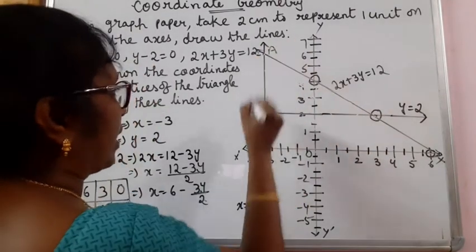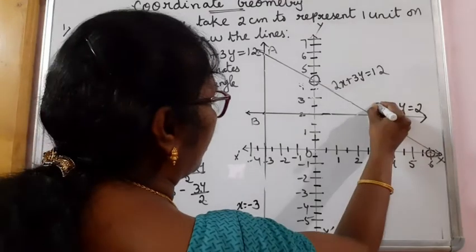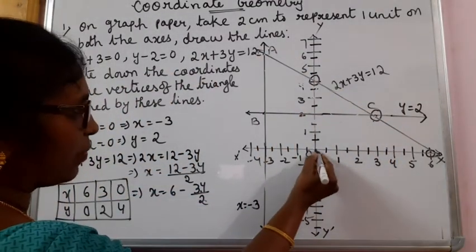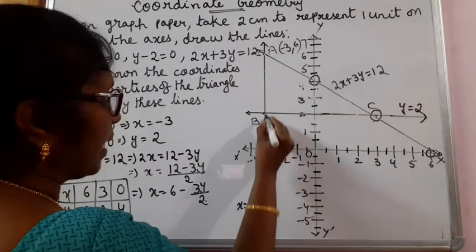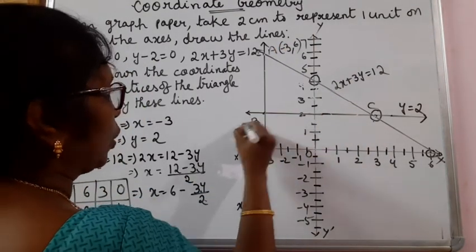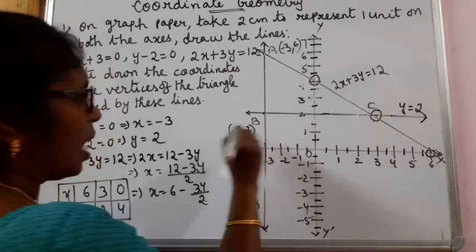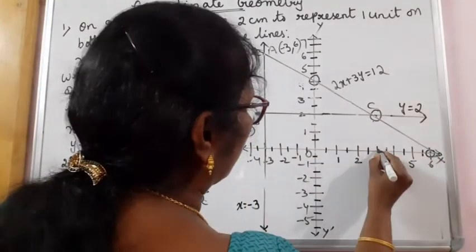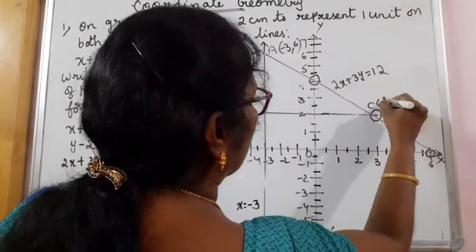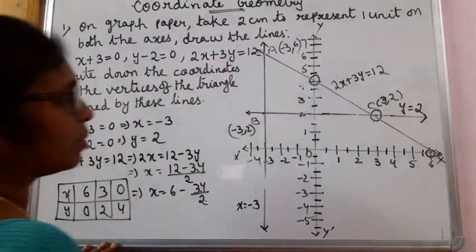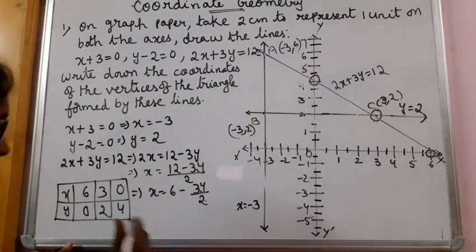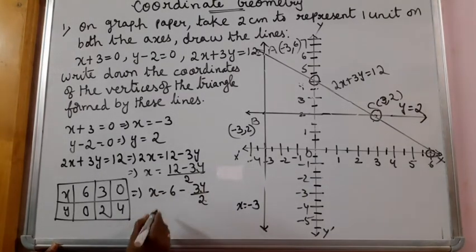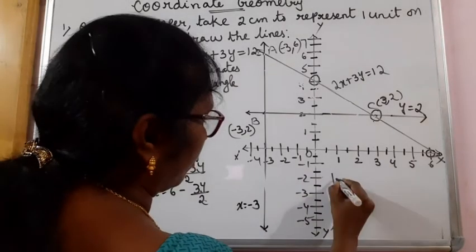Let me name these points as A, B, C. The coordinates of A are, we can see, -3, 6. The coordinates of B are -3, 2. And the coordinates of C are 3, 2. I hope this is clear to you. So the question is, we have to find the coordinates of the vertices of the triangle. So the required coordinates are, let me write here.